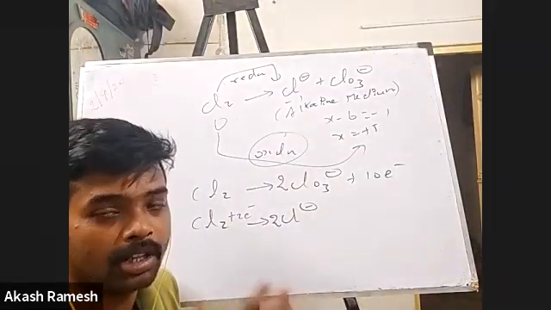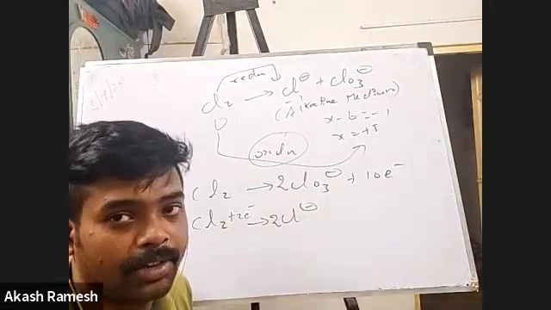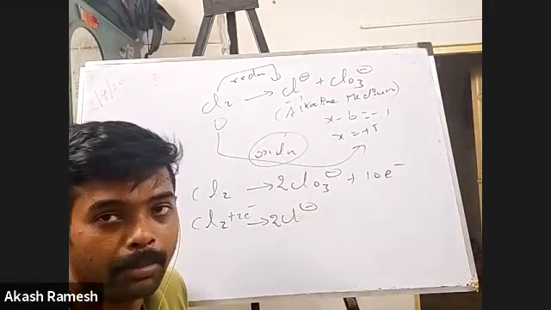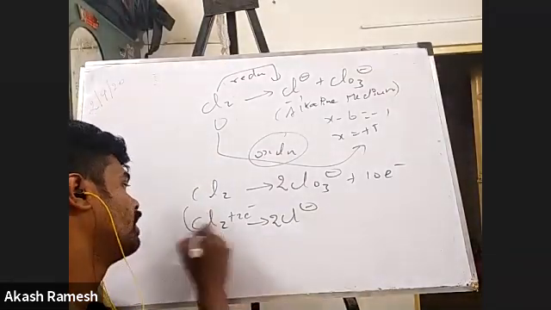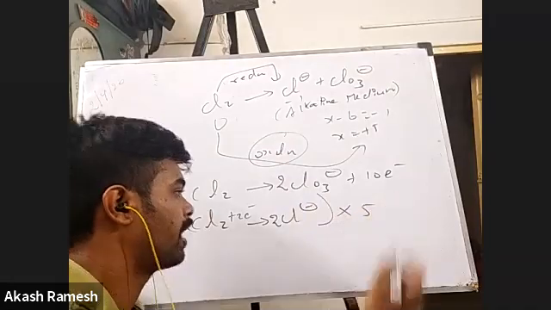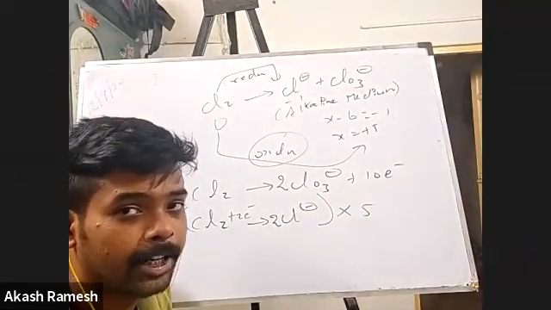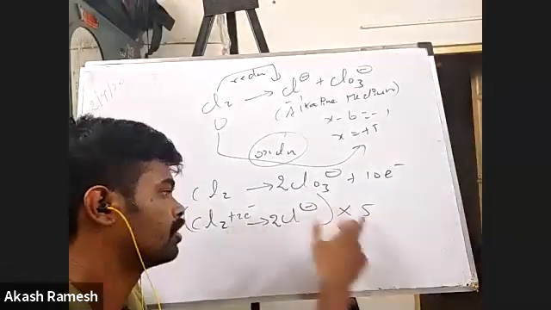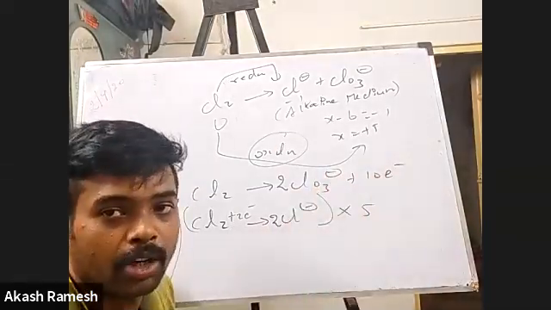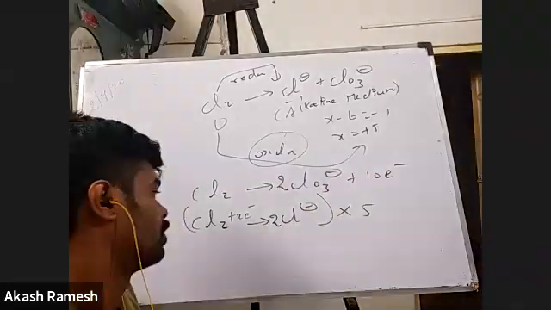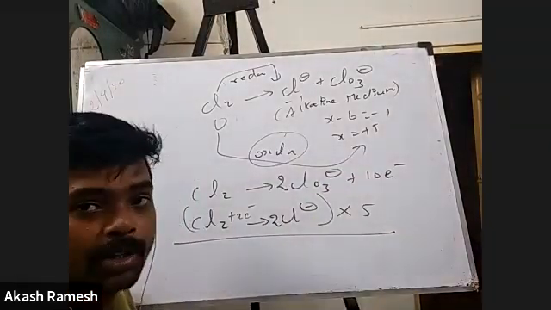I have to make sure that the number of electrons lost and the number of electrons gained are equal by suitably multiplying by factors. So now obviously what I can do is multiply this by 5. Multiply this by 5, what will happen? 2 electrons into 5 will become 10. Already I have 10, so when I add these two, the electrons will get cancelled. So done. Now I'll add these two equations.